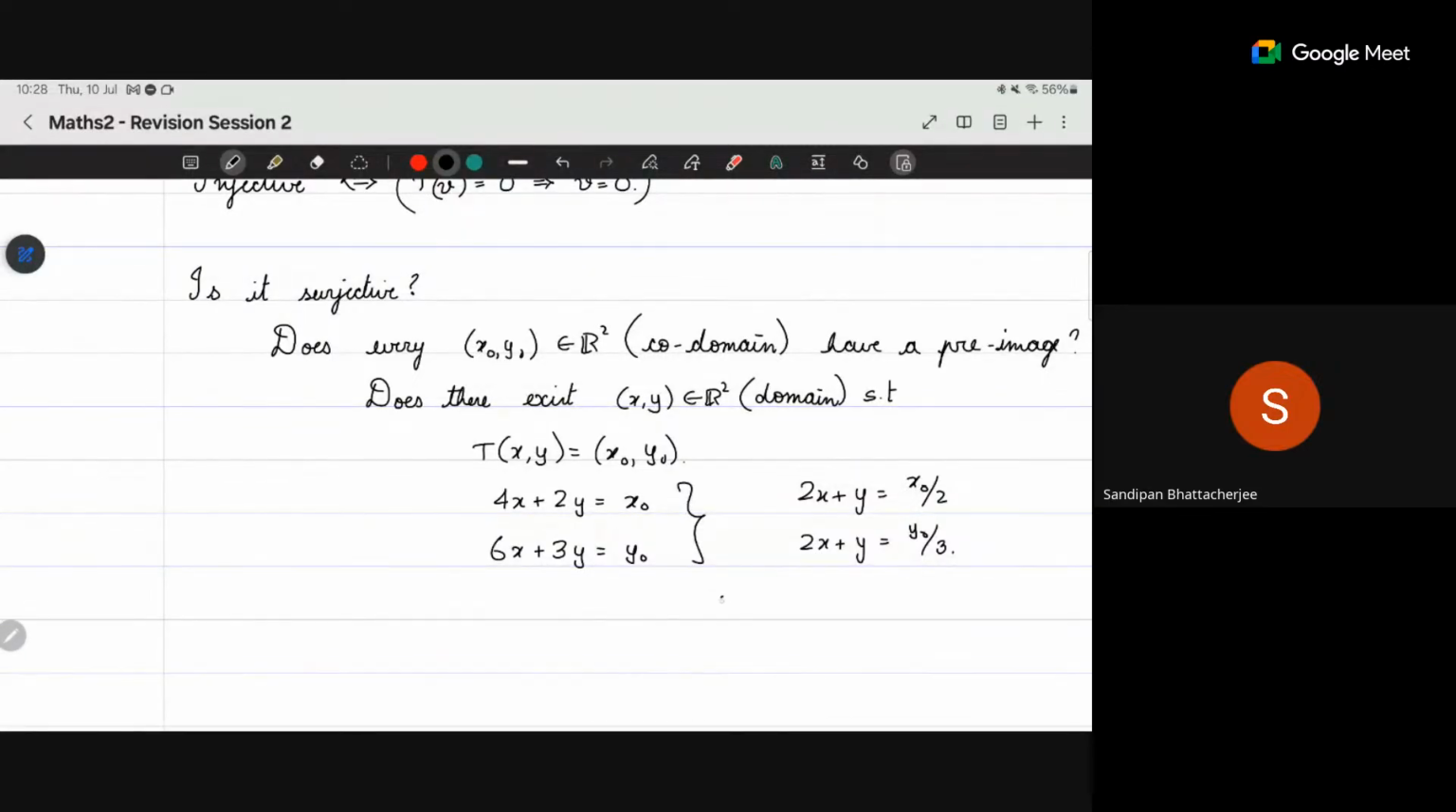So take, for example, 2 comma 6. This will not have a pre-image. Maybe check that as an exercise. Check that it does not have a pre-image.